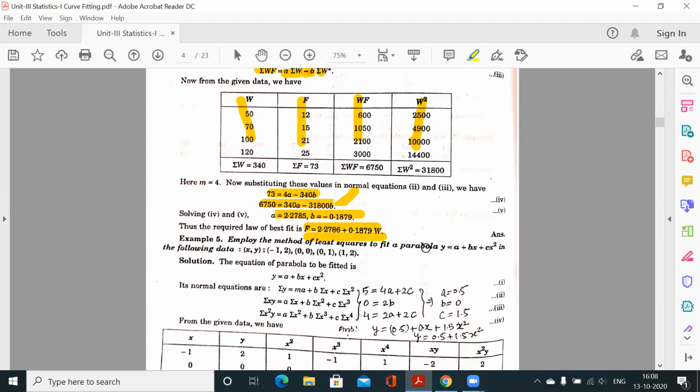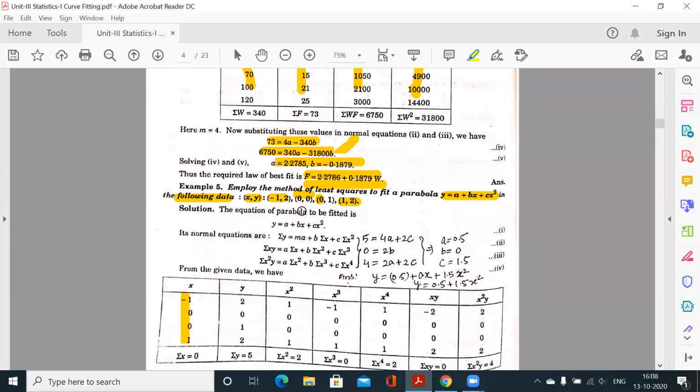Now in this case, what we have to do is employ the method of least squares to fit a parabola. So y is equal to a plus bx plus cx square for the following data. Now the data are in coordinate form. So (x, y) is (minus 1, 2), (0, 0), (0, 1), (1, 2). So x values are minus 1, 0, 0, 1, the first coordinates, and y values are at the second place: 2, 0, 1, 2.